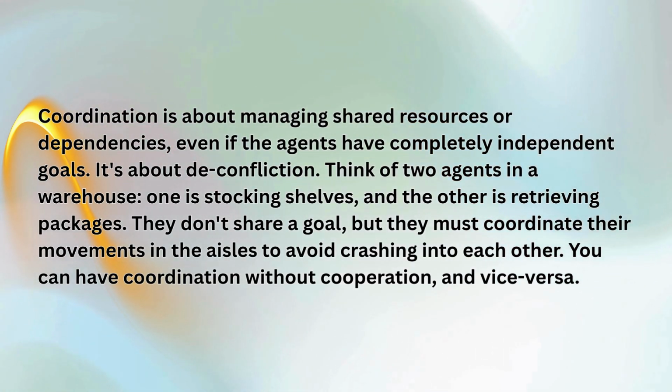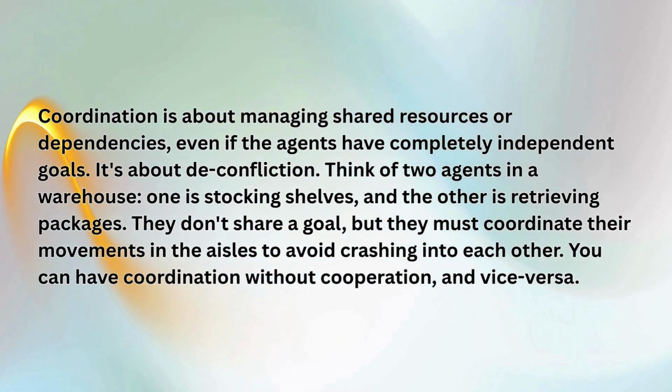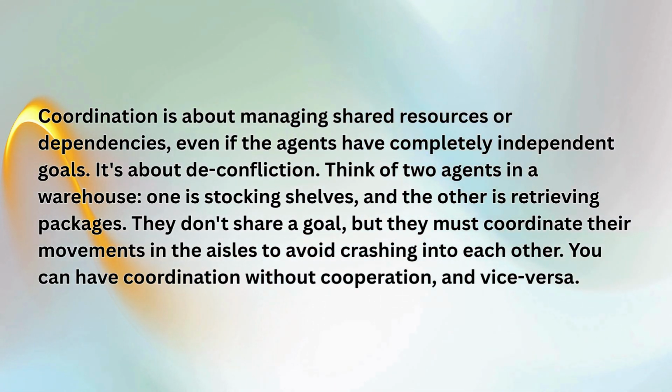Coordination is about managing shared resources or dependencies, even if the agents have completely independent goals. It's about deconfliction. Think of two agents in a warehouse. One is stocking shelves and the other is retrieving packages. They don't share a goal, but they must coordinate their movements in the aisles to avoid crashing into each other. You can have coordination without cooperation, and vice versa.